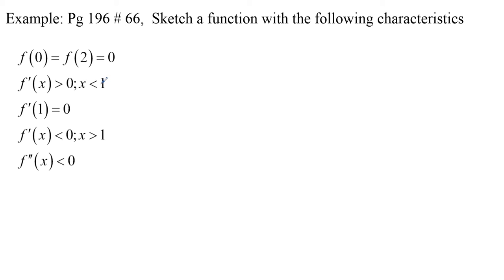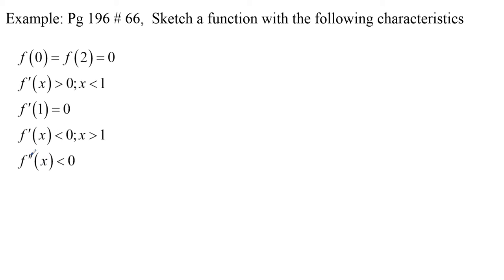So from negative infinity to 1, this thing is increasing because the first derivative is positive. At 1, f prime of 1 is 0, so we have to have a horizontal tangent line. And obviously that's going to make us have either a maximum or minimum, and you might be able to figure it out already. Then for values of x greater than 1, the first derivative is negative, so it's decreasing. So it changes from increasing to decreasing.